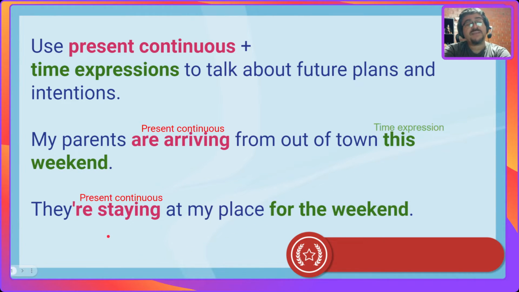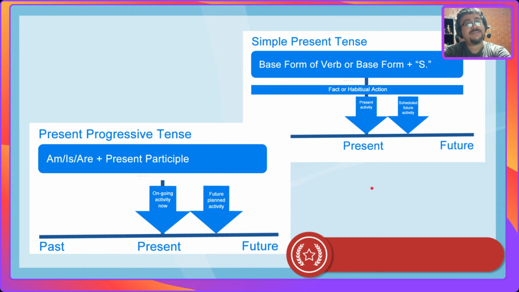The same happens with the second example. They're staying at my place for the weekend. We have the time expressions. So in the two cases, we're going to use the time expression to make it a plan or a scheduled event. Yes. Here we have a graphic of how these two work.